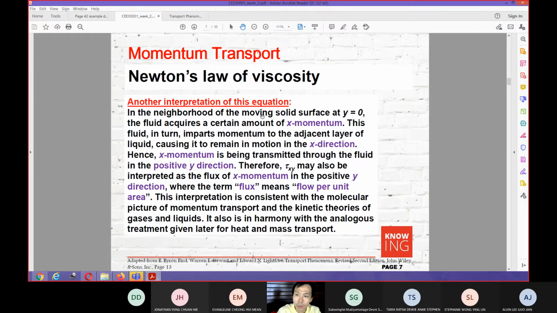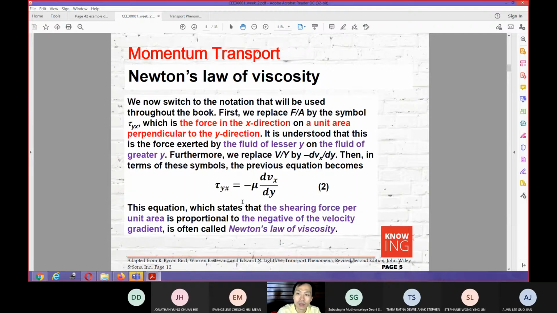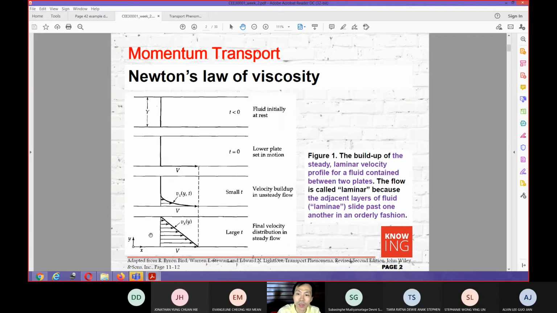Okay, so another interpretation of this equation is that in the neighborhood of moving fluid surface at y equals 0, the fluid acquires a certain amount of x momentum. So the momentum is transferred along this direction. Okay, because momentum is basically a mass multiplied by the velocity. If you go back to your physics, there is a transfer of the velocity in this direction. So that means there is a transfer of the momentum in this particular direction.